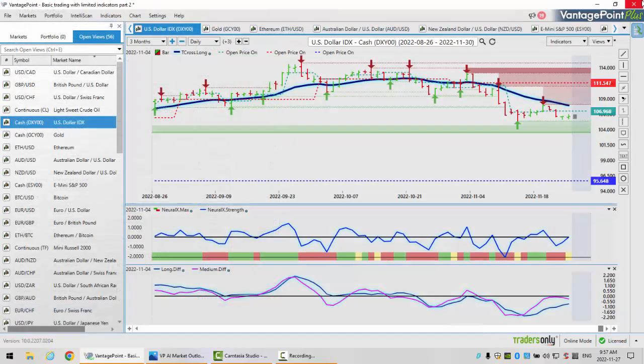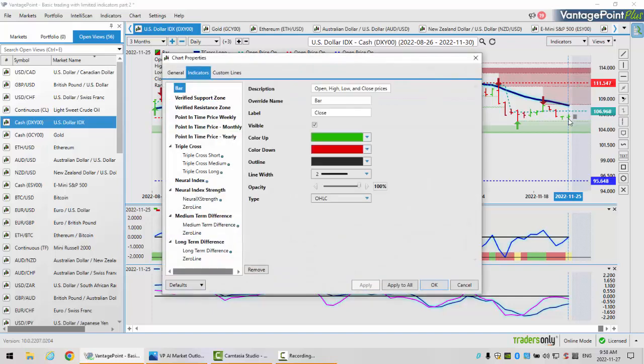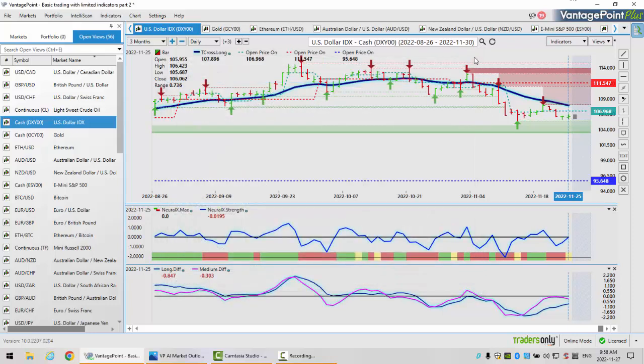So if the dollar continues to hold below the Vantage Point T cross long, then that would tell us that the month of December is a pretty decent month to buy euro US, because of these direct intermarket correlations, or in this case, an inverse correlation. This can be applied to any market in the Vantage Point software with the correlation matrix. Very important.